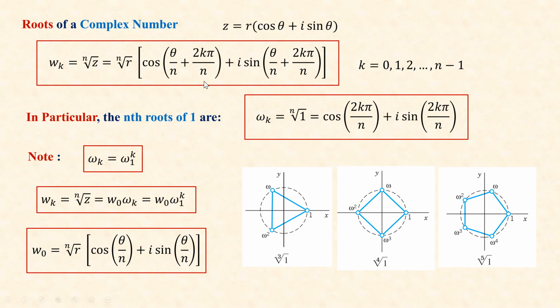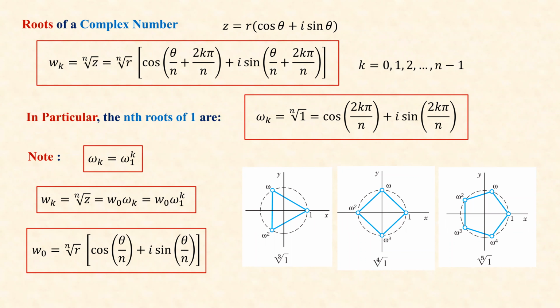You can also write this in exponential form if you want, like the nth root of r times e to the power of i times this, right? That's the general form. That is even simpler to write down.